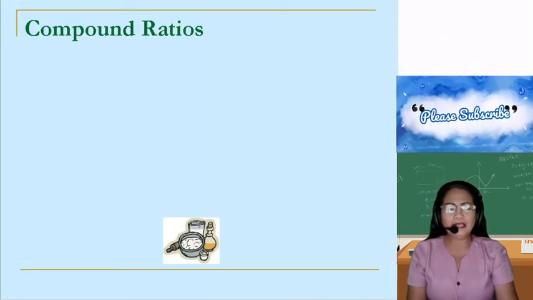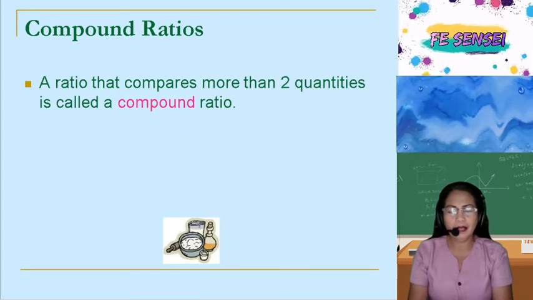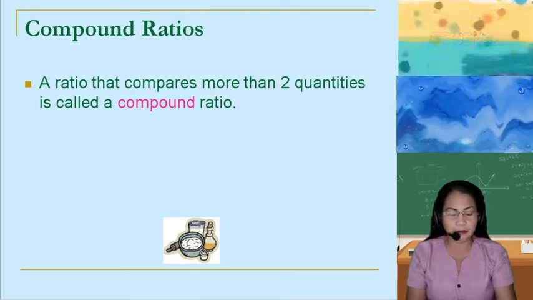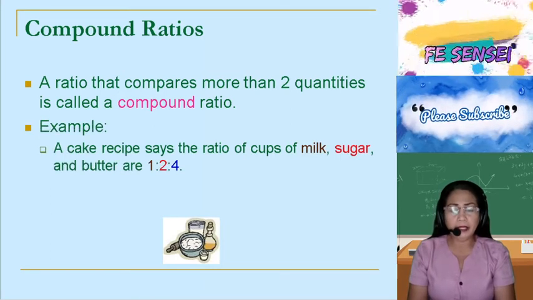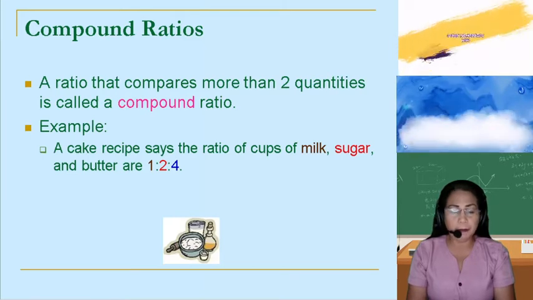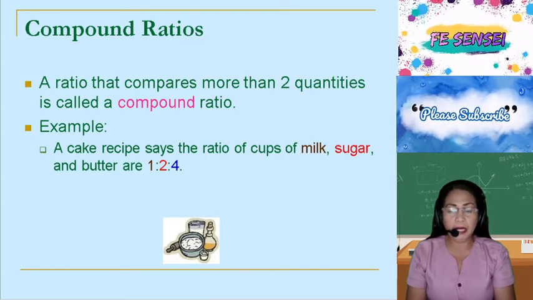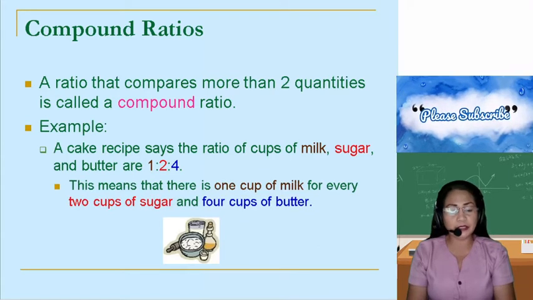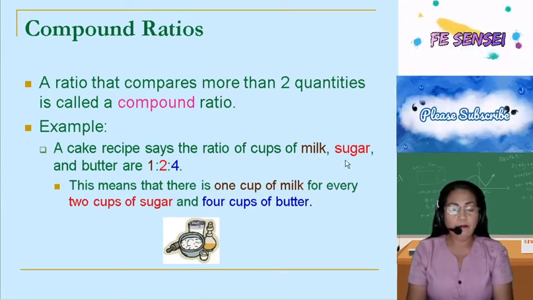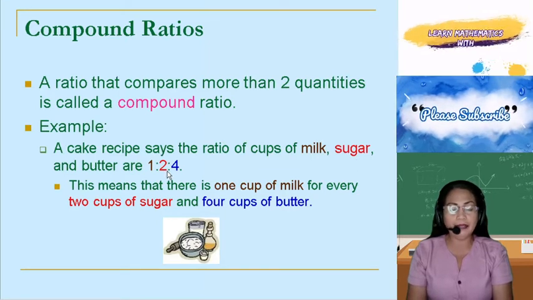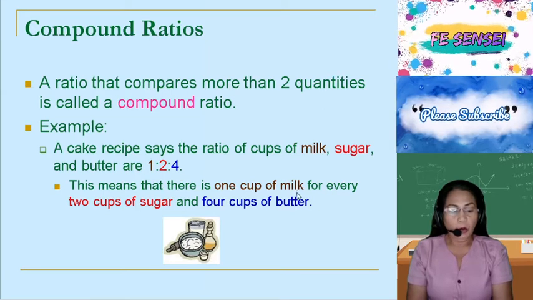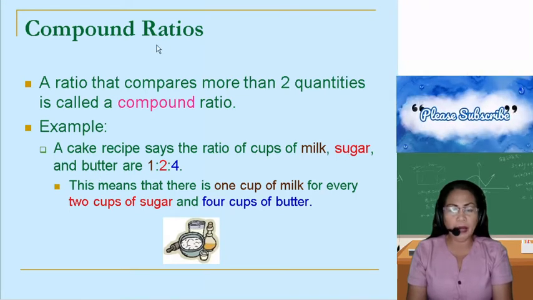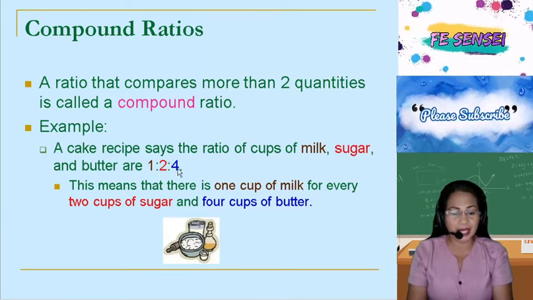Okay, what is compound ratios? A ratio that compares more than two quantities is called a compound ratio. Example, a cake recipe says the ratio of cups of milk, sugar, and butter are 1 is to 2 is to 4. This means that there is 1 cup of milk for every 2 cups of sugar and 4 cups of butter. So that is 1 for milk, 2 for sugar, and 4 for butter. So the compound ratio is 1 is to 2 is to 4.